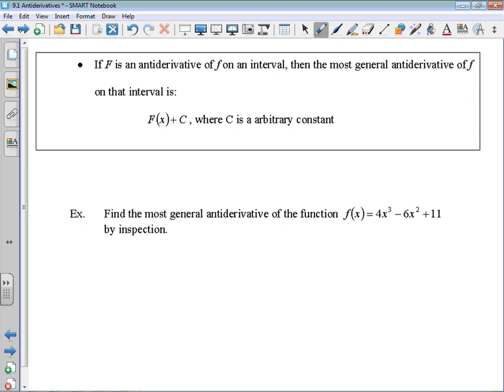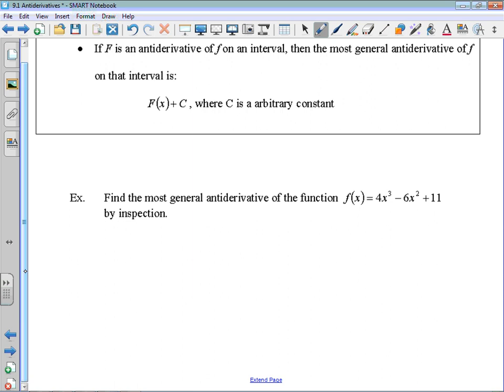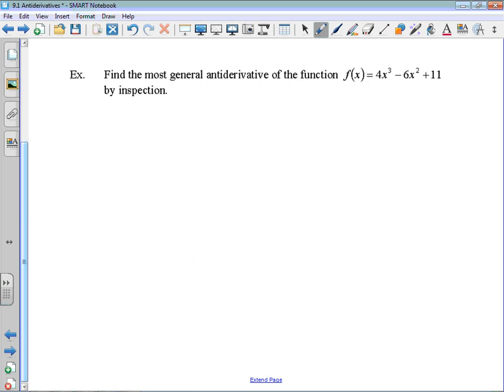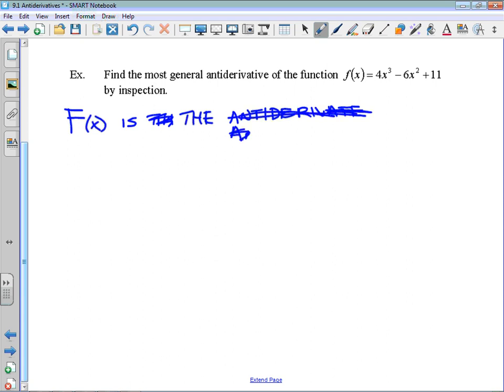Now, what we have to consider is that when we're doing the antiderivative, we're going in reverse. So the example, and we'll come up with formulas here in a minute, says find the most general antiderivative, so we're going to include the constant, and then the function is f of x equals, such and such. Now, I'm going to say that capital F of x is the antiderivative. Try to spell that right. Antiderivative. I'm going to use an arrow now. I'm getting lazy. So capital F of x is the antiderivative of f of x.